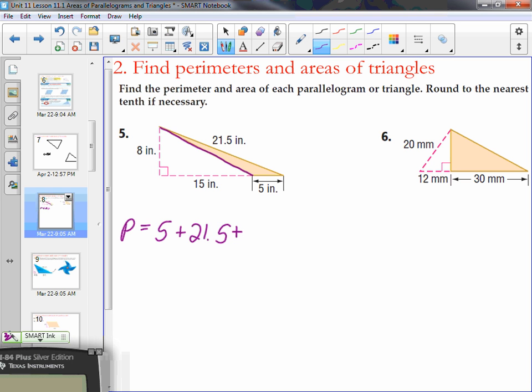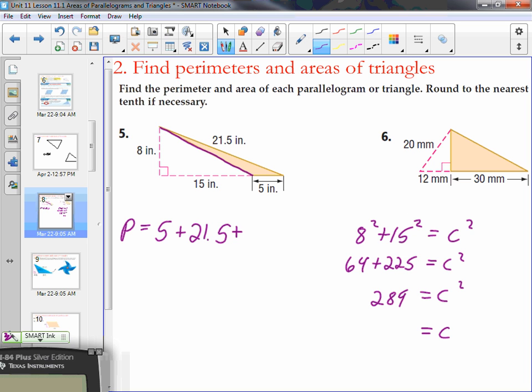Yes. And how are we going to find it? Pythagorean theorem. So 8 squared plus 15 squared equals that missing side squared. So that's 64. What's 15 squared? Plus 225 equals c squared. And what's 64 plus 225? 289 equals c squared. Is 289 a perfect square? Yeah, what's its square root? So 17 is the length of that missing side.